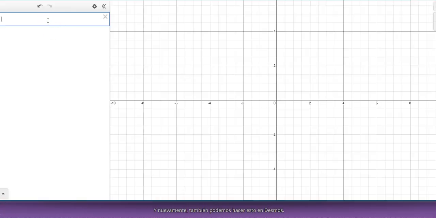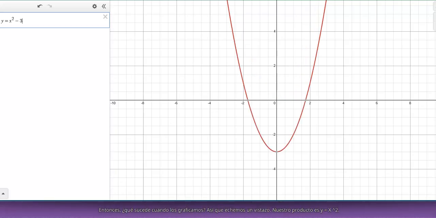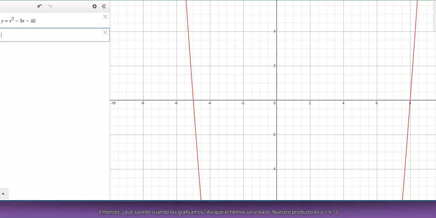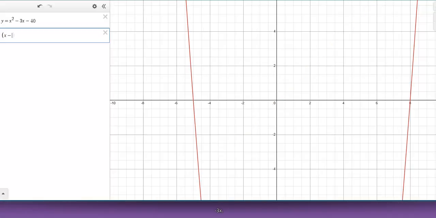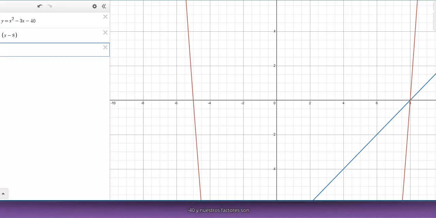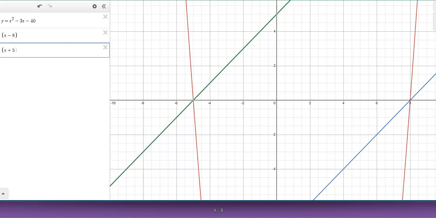Our product is y equals x squared minus 3x minus 40. And our factors are x minus 8 and x plus 5. Okay? And we can see that those lines go through our solutions.